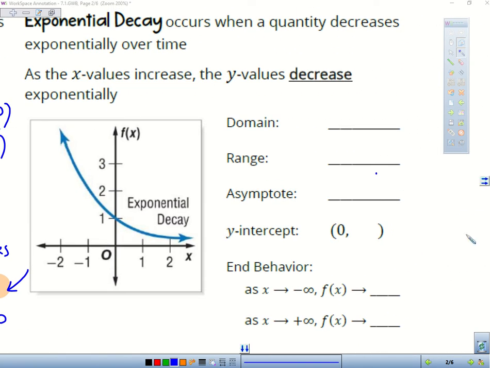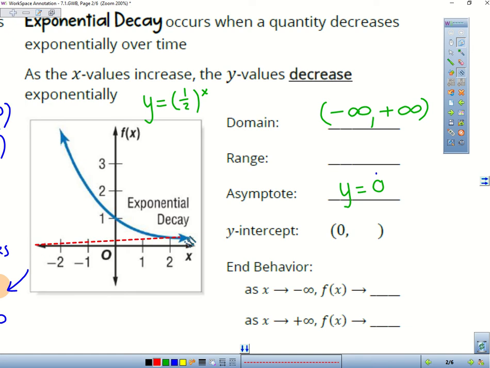Now we're going to talk about exponential decay. So domain is still the same, all real numbers. That's because the graph goes to the left and the right forever. Asymptote here is y equals 0. And if you're wondering what the original equation is, it's y equals 1/2 to the x power. Okay. So the asymptote is still right here. What's the y-intercept here? 1. Range? 0 to positive infinity. The range hasn't changed.